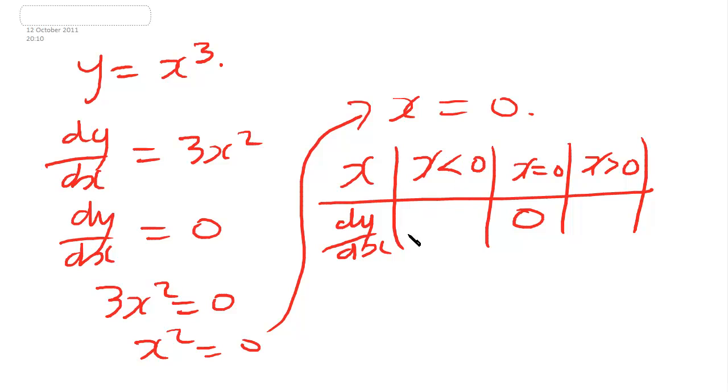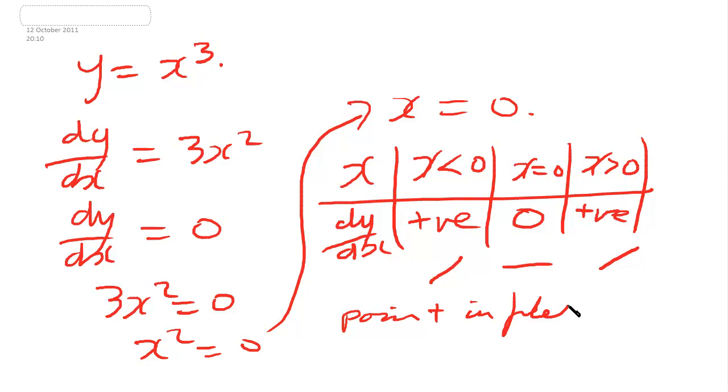So less than 0, let's pick a value, minus 1. If you put minus 1 squared into this, you get a positive value. If you put a bigger number, 1, into this, you also get a positive value. And this is always going to be positive because the least it can be is 0, because x squared is always positive. So we've gone from positive to 0 to positive. So we have a point of inflection at x equals 0.